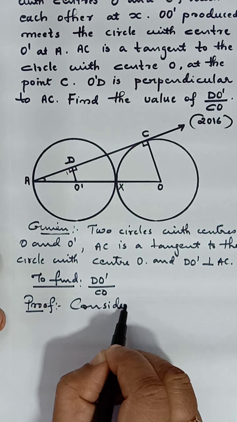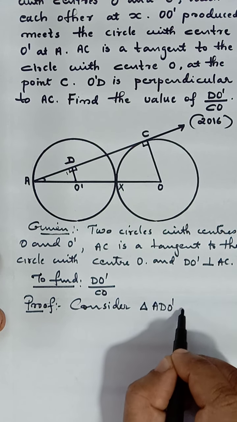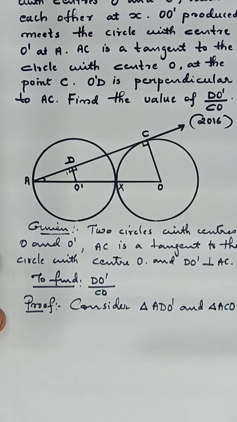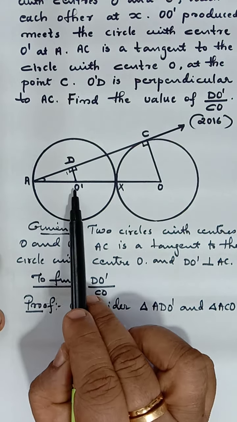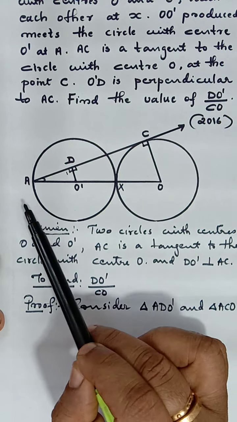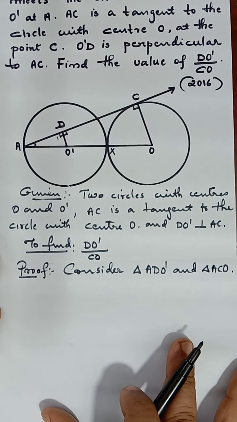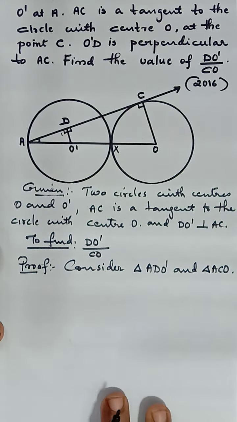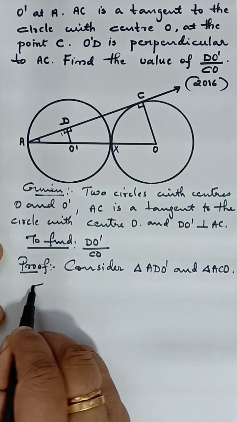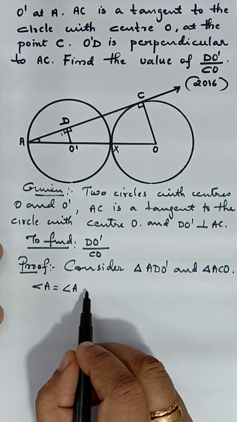We are going to consider triangle ADO dash and triangle ACO. These are the two triangles we will consider. Okay, what type of triangles are they? They are similar triangles. What is the similarity? Angle A is equal to angle A, which is common for both.